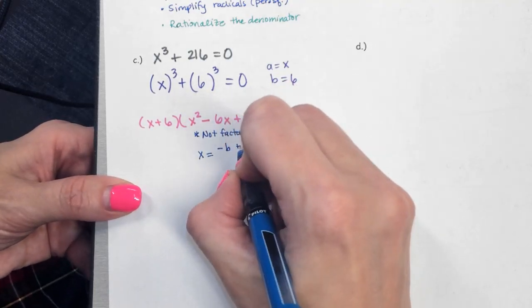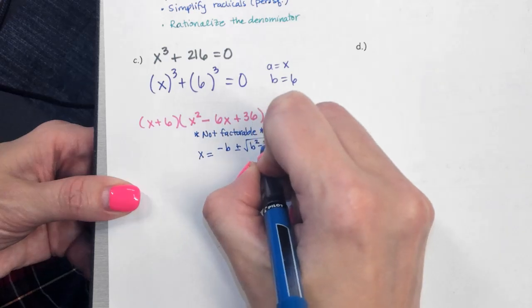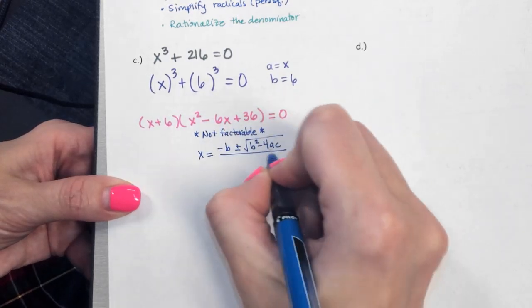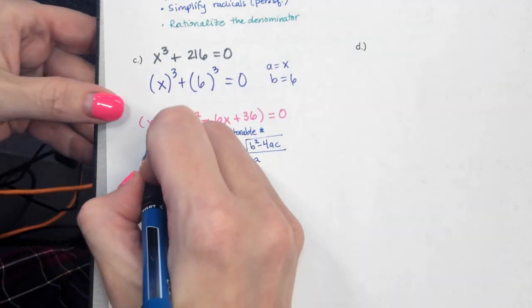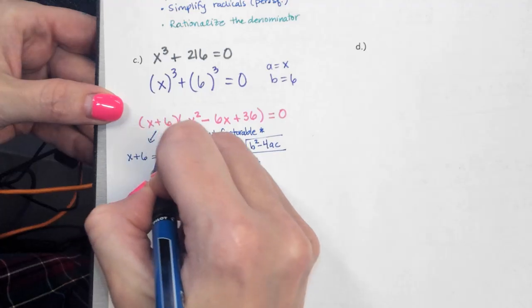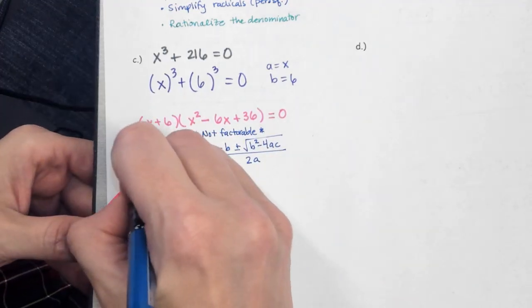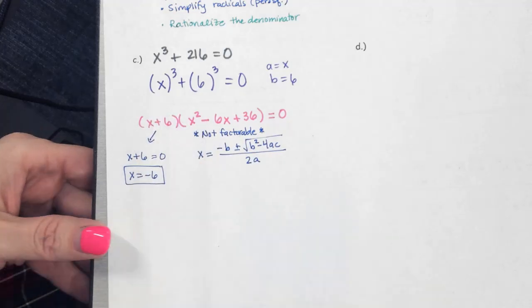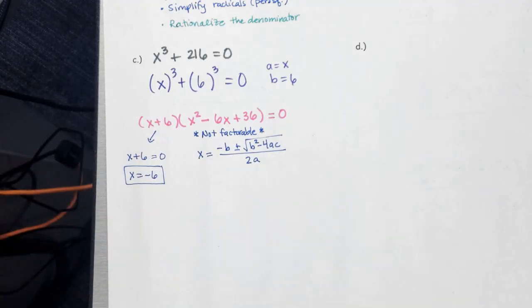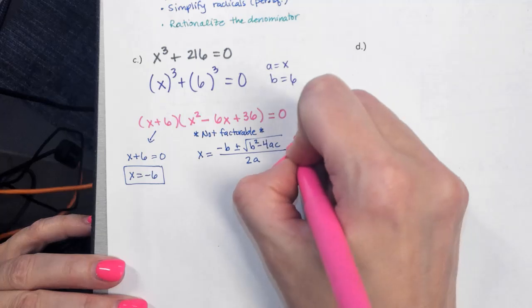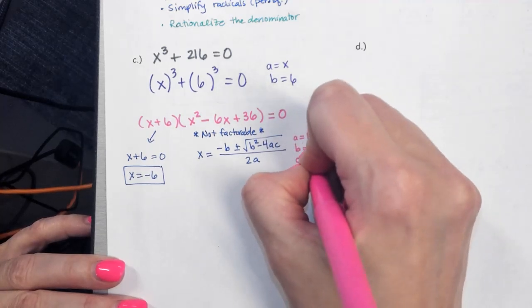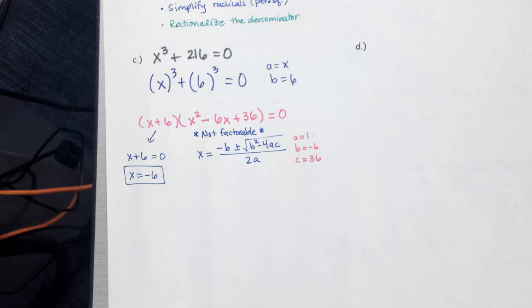Okay, so I'm going to write down the quadratic formula for you. The opposite of b plus or minus the square root of b squared minus 4ac, divided by 2a. And then this guy here is just x plus 6 equals 0. So x equals negative 6 if you want to have that. All right, so a is 1, b is negative 6, c is 36. Yes, you can do this without a calculator. Yes, you can.